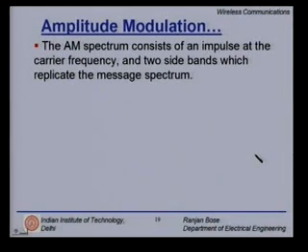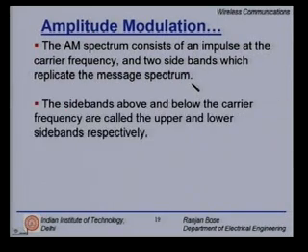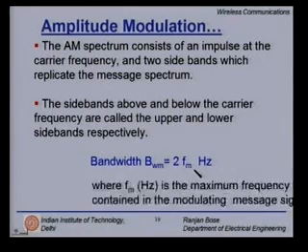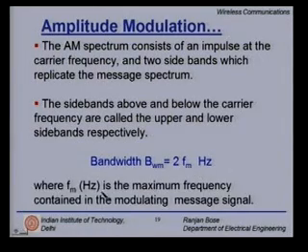So, the AM spectrum consists of an impulse at the carrier frequency and two side bands which replicate the message spectrum. The side bands above and below the carrier frequency are called the upper and lower side bands respectively. The bandwidth is 2 times Fm, the bandwidth of the message signal, where Fm is the maximum frequency contained in the modulating message signal.